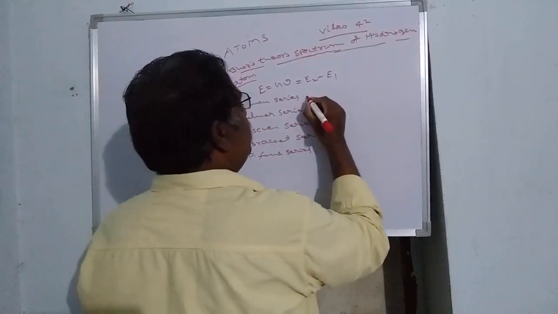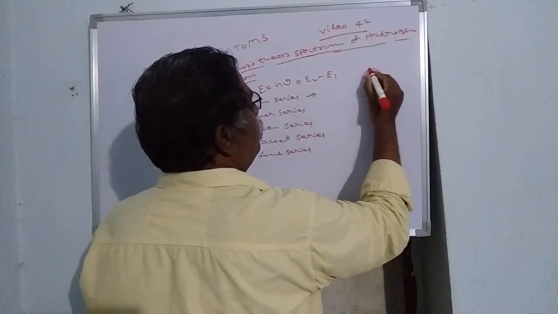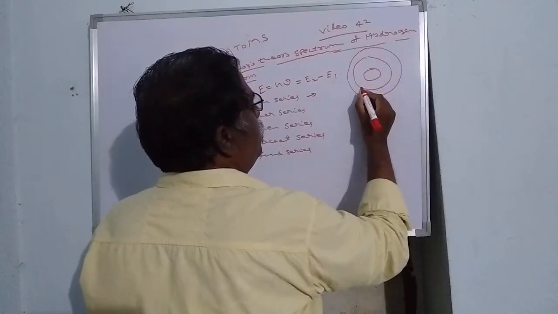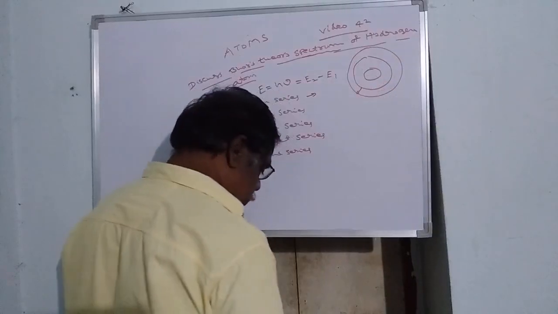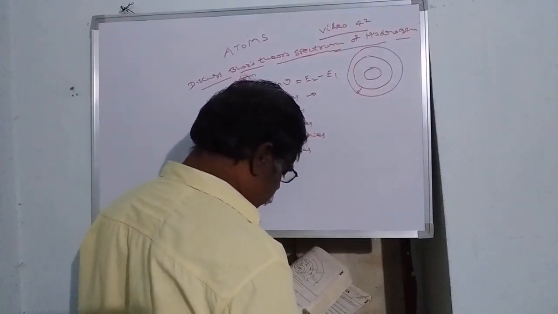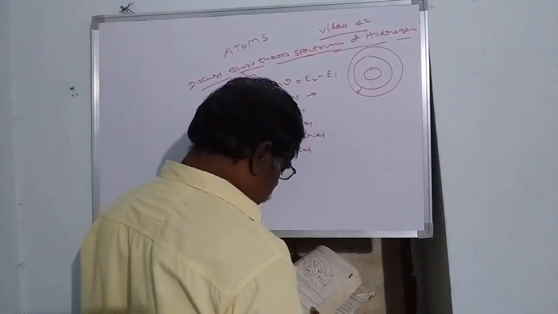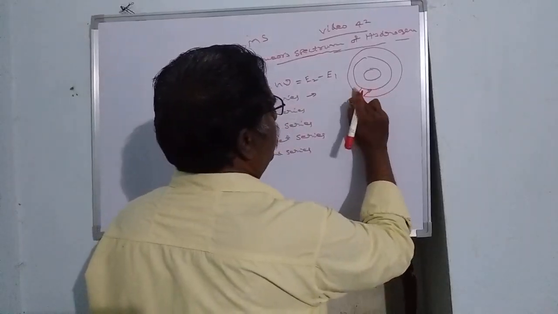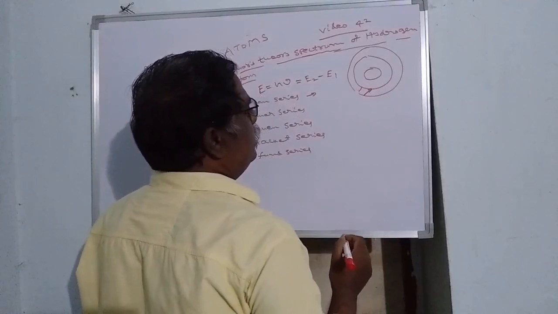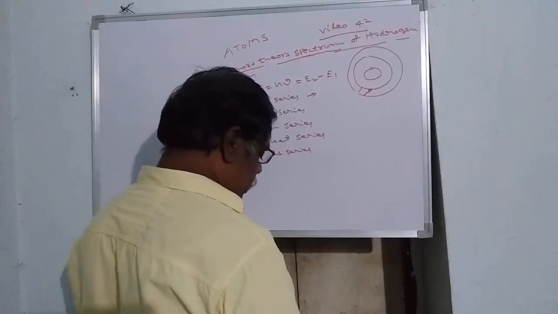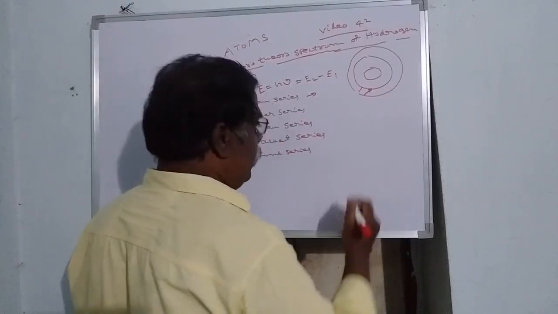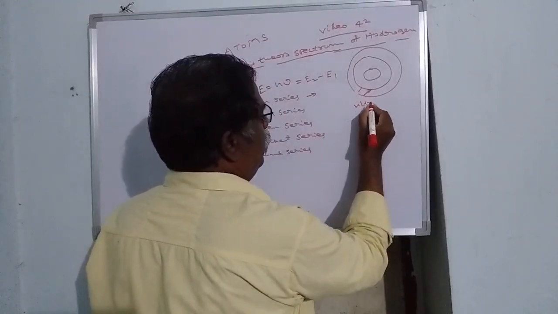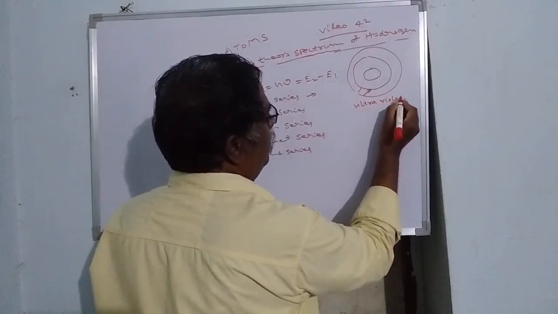So in the Lyman series, the electron may jump from an outer orbit to the first orbit. So it is outer orbit to first orbit. This spectral series falls in the ultraviolet region.